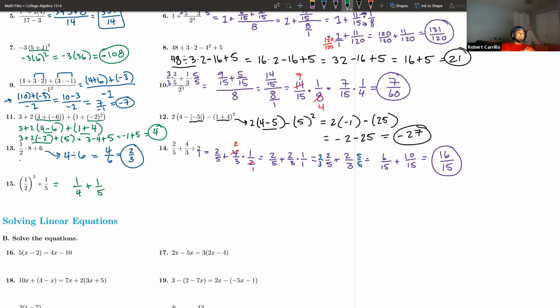Okay, well, now we need to add these two fractions. And what is the common denominator between 4 and 5? 20. So we'll multiply the first fraction by 5 over 5. We'll multiply the second fraction by 4 over 4. And we'll get 5 over 20 plus 4 over 20. And now we get our final answer of 9 over 20.